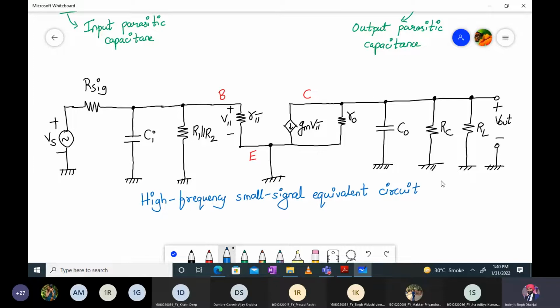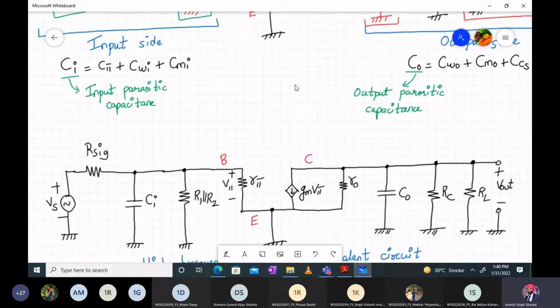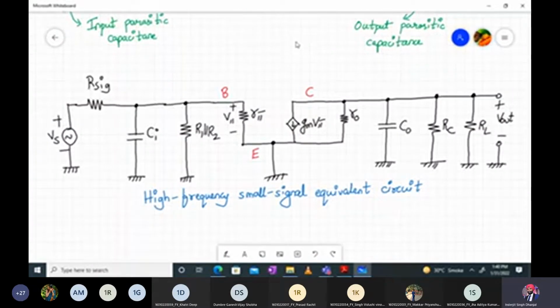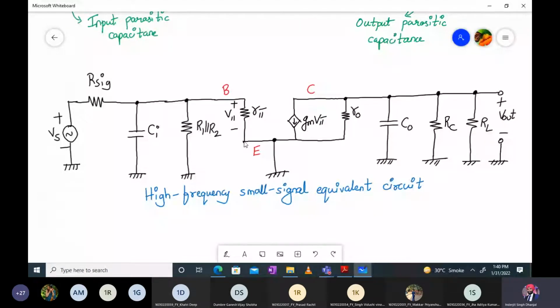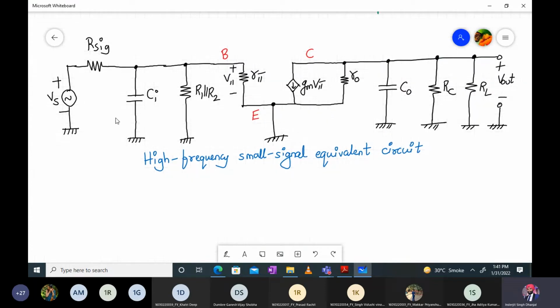Fine. So further I have to analyze this network. Earlier I told you that this is my input side and this is my output side of the circuit, right? So next I will determine the higher cutoff frequency due to the input side. Base emitter side is input and collector emitter side is output. So I'll analyze further on the basis of input and output side. Is this clear? Because the Ci capacitor is different and the Co capacitor is different. They are not the same. Even the resistances are different.